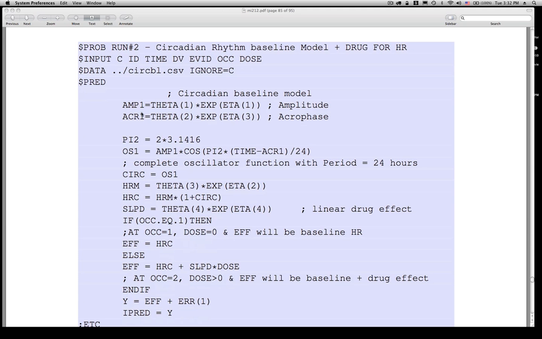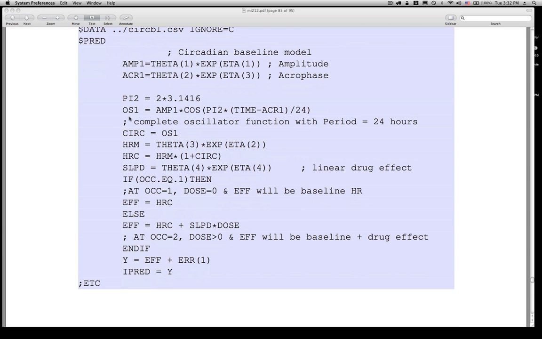We have an amplitude and an acrophase. Remember, the amplitude is the magnitude of that circadian wave, and it's going to differ between individuals. The acrophase is the offset from time zero as to where the cycle starts. Again, that's going to differ between individuals. Pi is defined here, or 2 times pi.